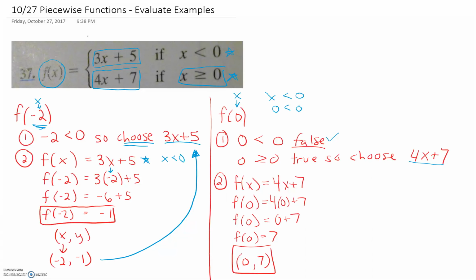And we do the same thing we did in the previous problem. Input x is 0 into the problem, and we come out with 0, 7. And that is a point that is on that line. And we know that because this is actually the y-intercept.